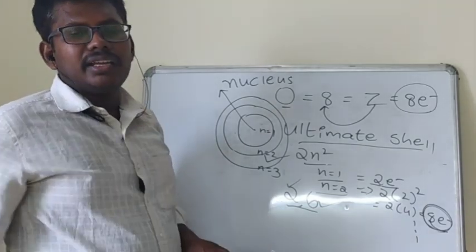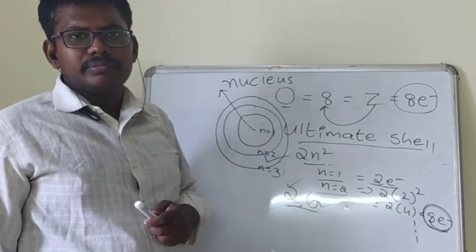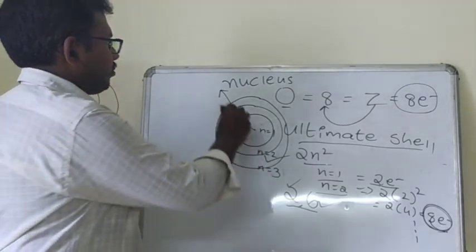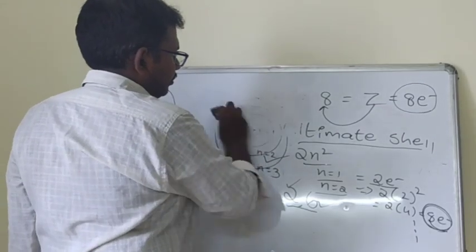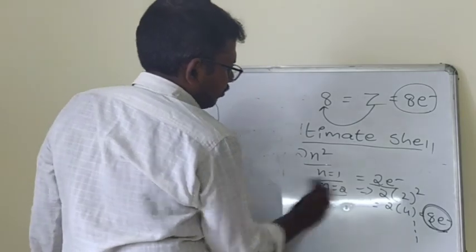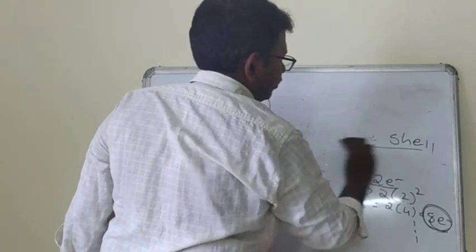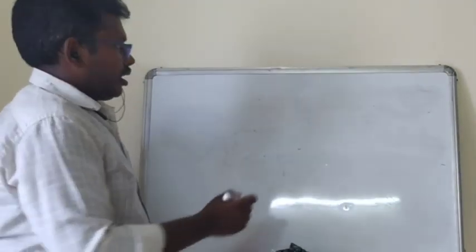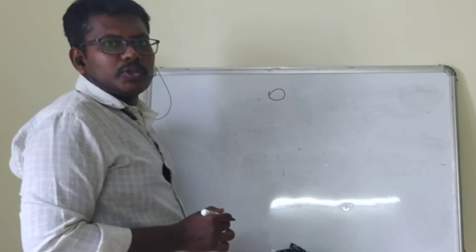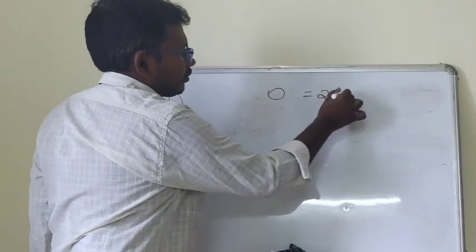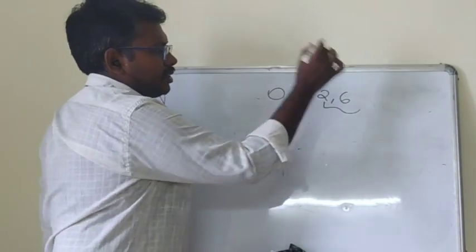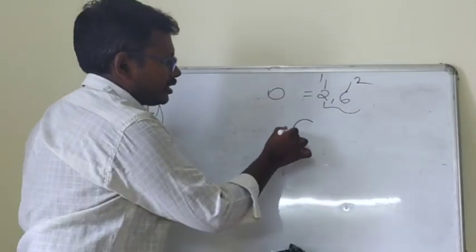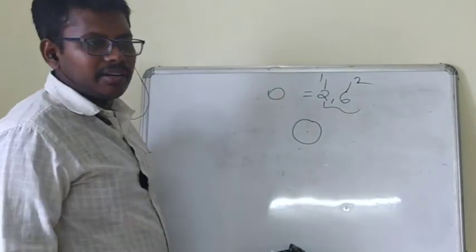So now I will write the geometrical representation of the oxygen atom. Geometrical representation is also known as electron dot structure. Oxygen electron configuration is 2, 6. So 2 orbits are there. This is the first orbit, this is the second orbit. The orbit shape is circular. This is the nucleus, the center point.